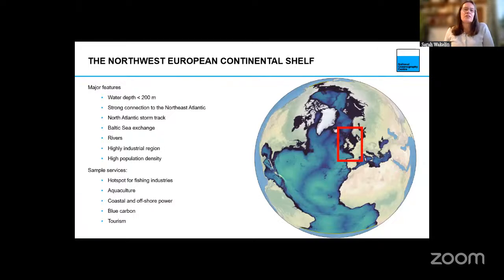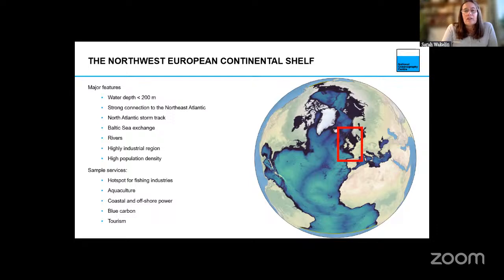Just to set the scene a little bit, the Northwest European Shelf, where is it? It's in the North Atlantic, with a strong connection to the Northeast Atlantic, and right in the track of North Atlantic storms. It's the region shaded dark blue in the red box there, basically water depths less than 200 meters.